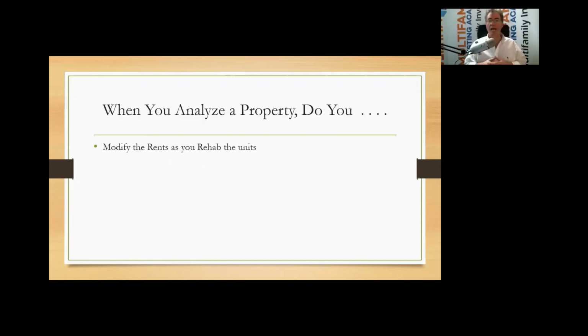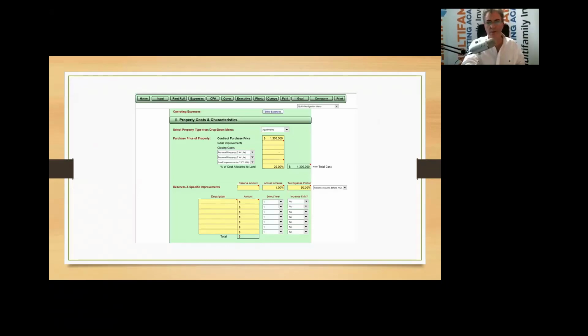Many of you come to me and say, "Hey, where do I put the initial improvements? We're gonna rehab all of these units. We're gonna put $4,000 per unit into the property. Where do I put that in the cash flow analyzer?" Well, okay, I'll show you where it goes, and this is where it goes. Take a look at this. You've all seen this before. It's right on the very first page, the input data page, and there it is.